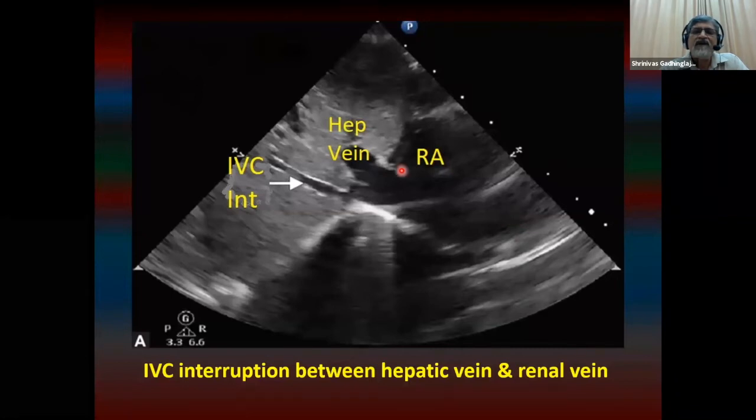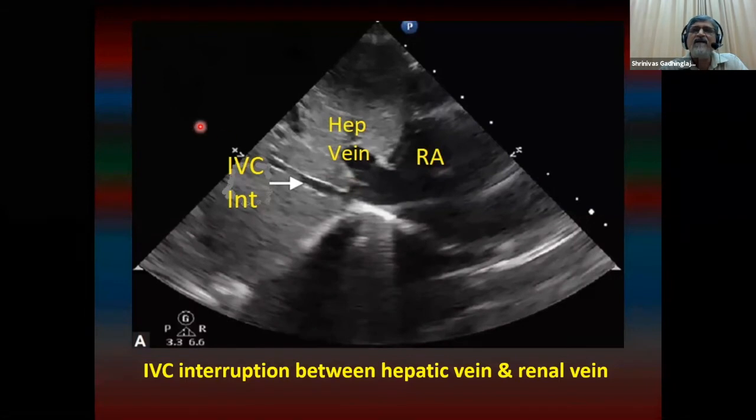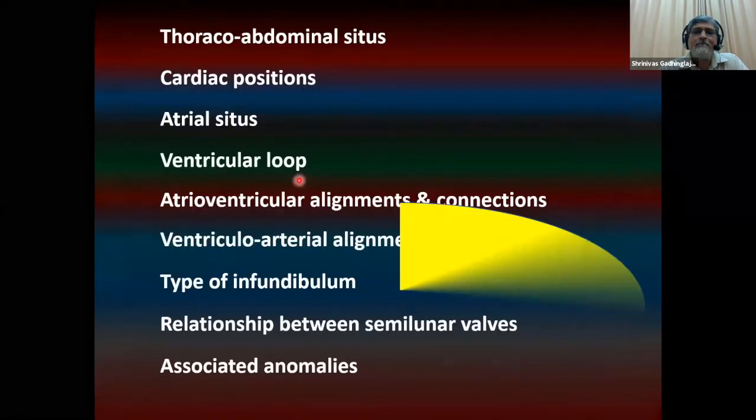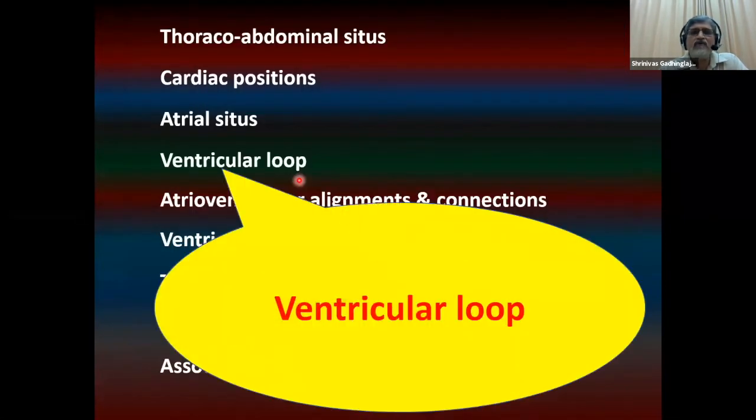This is an example of the IVC interruption. The IVC is interrupted usually between the hepatic vein and the renal vein. This is a very small IVC; as you know, it should usually be 1.5 centimeters. Now coming to the ventricular loop. So we have seen the atria, now coming to the ventricular loop.